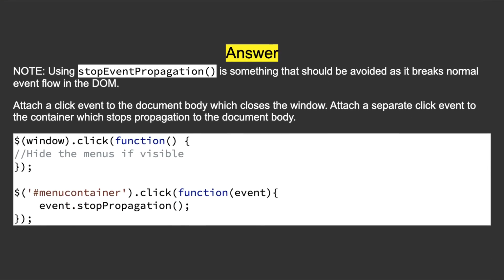Note: using stop event propagation is something that should be avoided as it breaks normal event flow in the DOM. Attach a click event to the document body which closes the window. Attach a separate click event to the container which stops propagation to the document body.